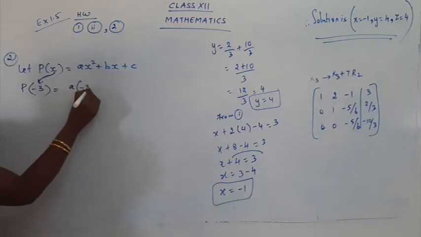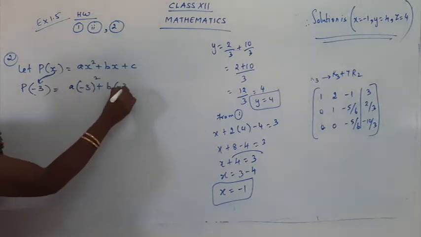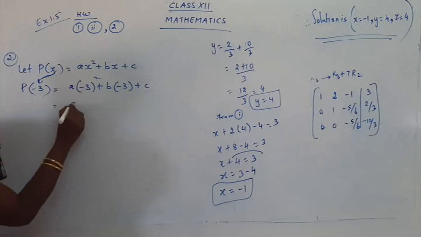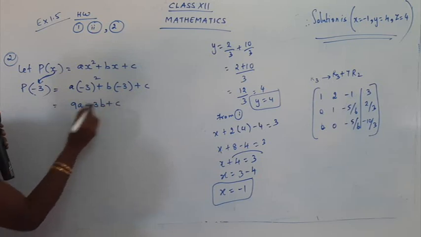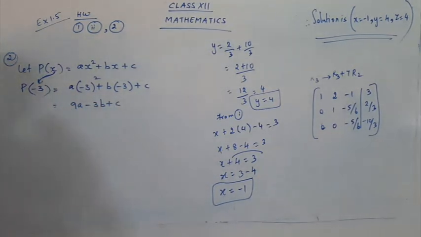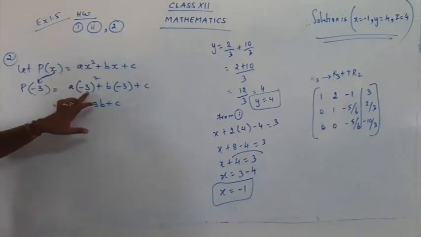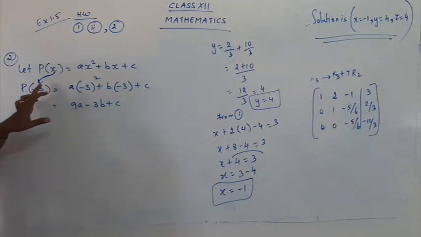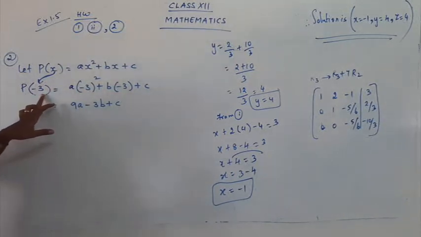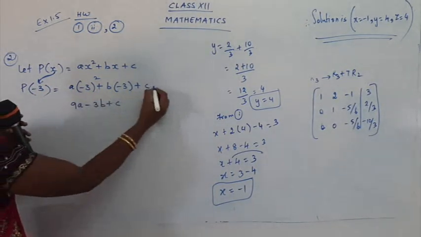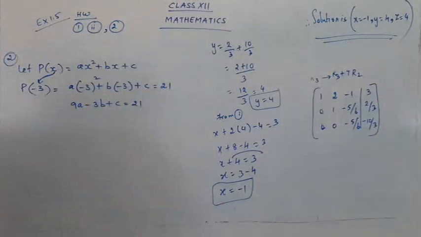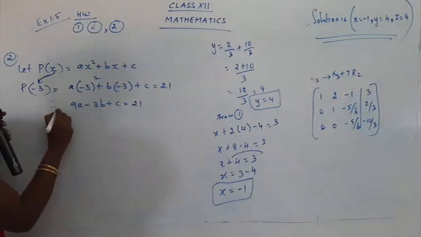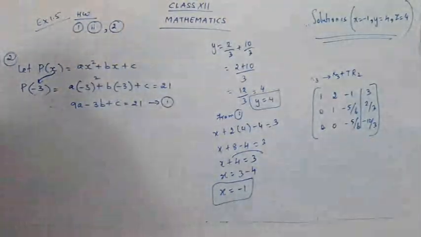So a(minus 3) square plus b(minus 3) plus c. So what do you get here? 9a minus 3b plus c. So P of minus 3 is equal to a(minus 3) square, that is, wherever you have x, change it to minus 3. And what is the remainder you get when you divide by x plus 3? Yes, you get 21. The remainder is equal to 21. So, therefore, 9a minus 3b plus c is equal to 21.